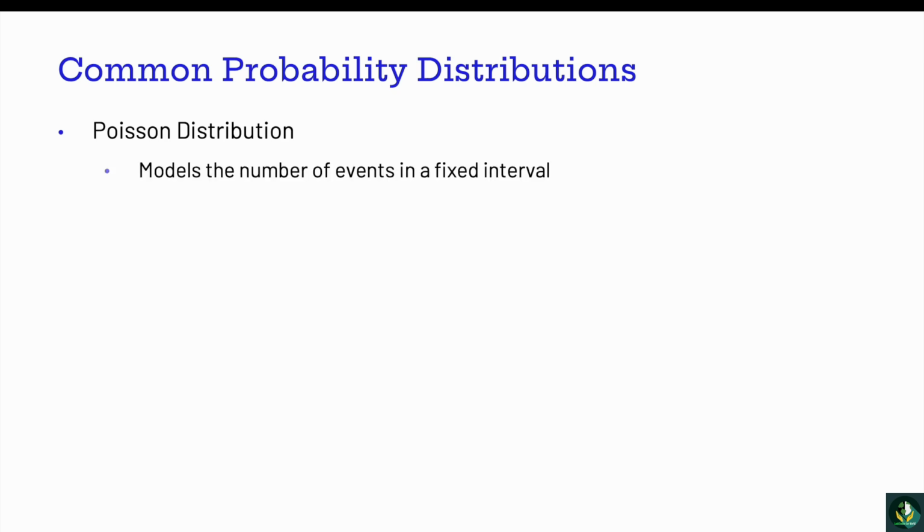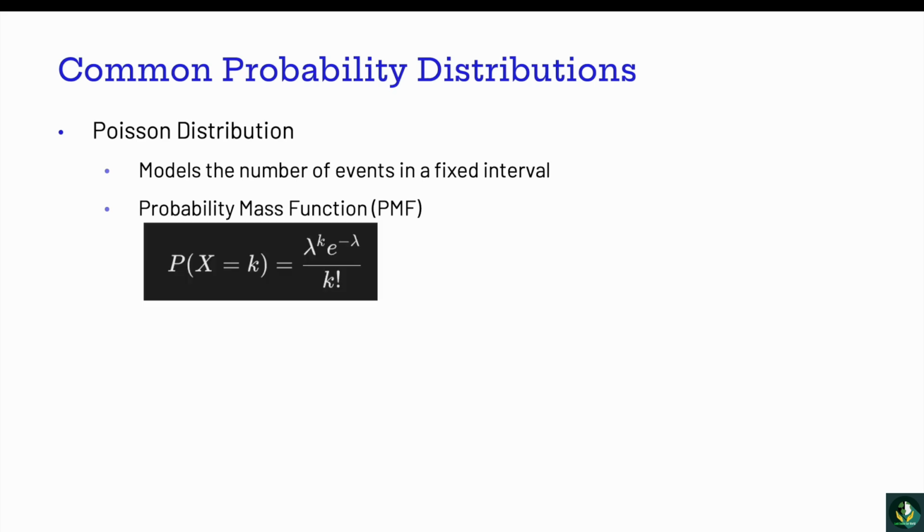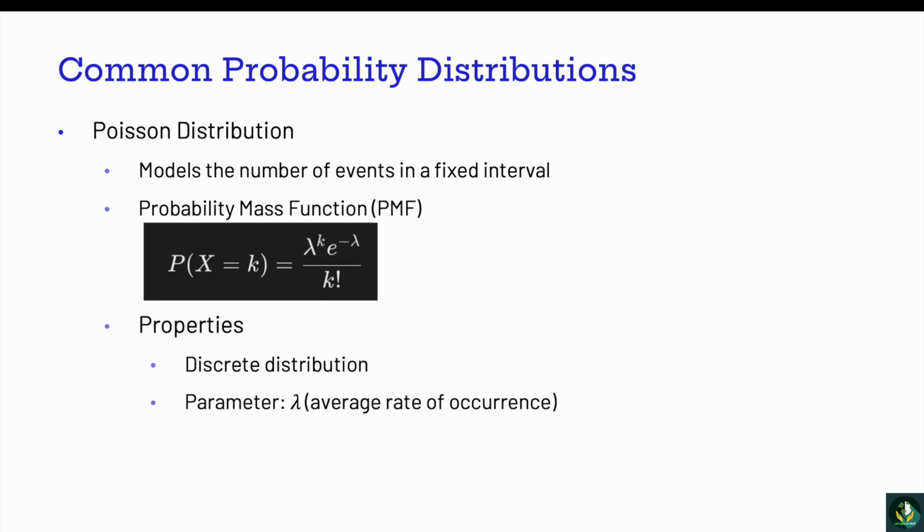Next, we have Poisson distribution. It models the number of events in a fixed interval. The PMF, or probability mass function, is defined as P(X = k) = lambda raised to k times e raised to minus lambda, divided by k factorial. The properties include its discrete distribution, and the parameter is lambda, which is the average rate of occurrence.